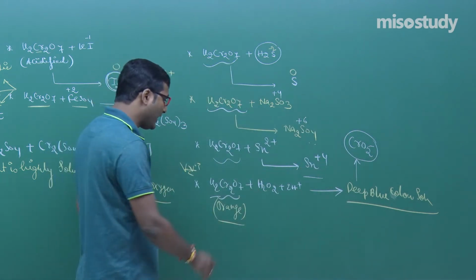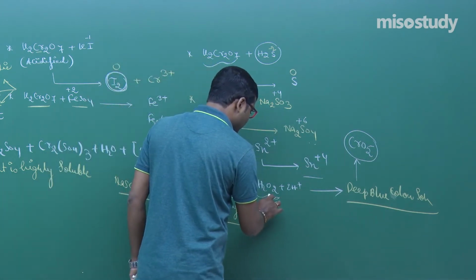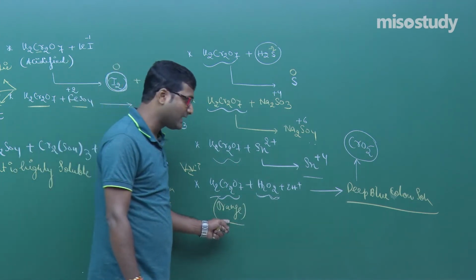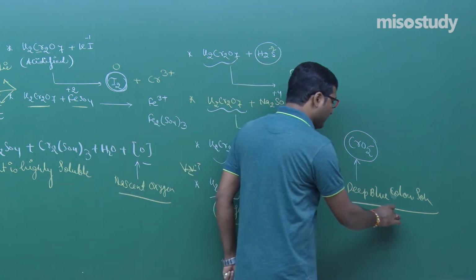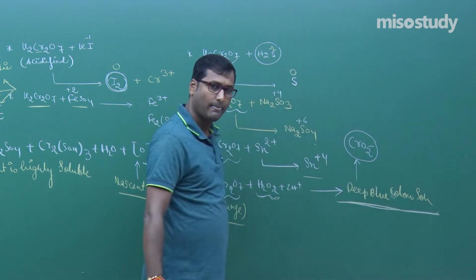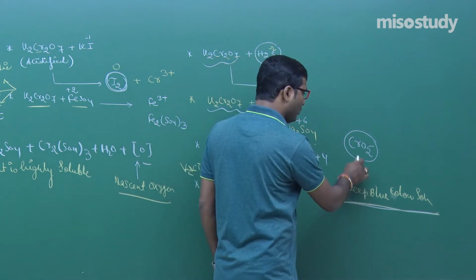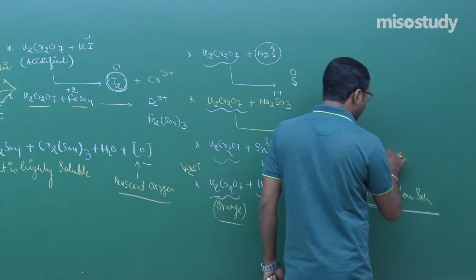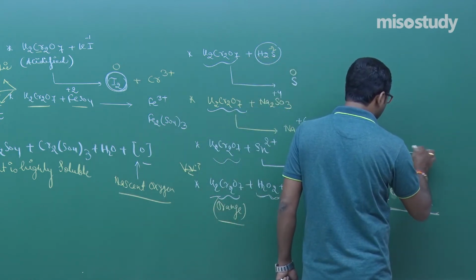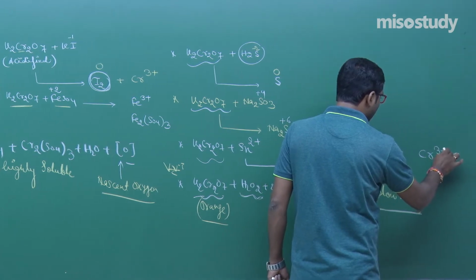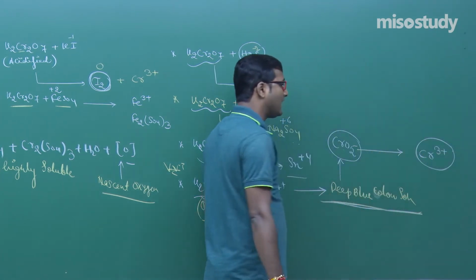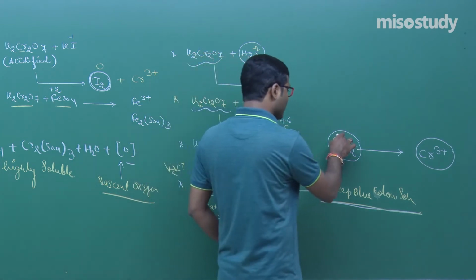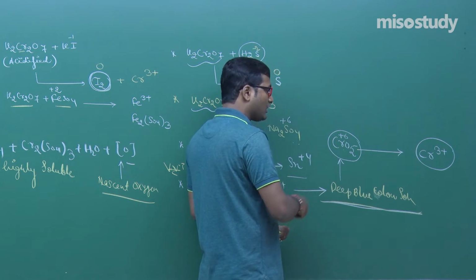Again I am repeating, when K2Cr2O7 is treated with hydrogen peroxide, the orange color disappears and there is an appearance of deep blue color. Why is there an appearance of deep blue color? Due to the formation of CrO5. The blue color fades away after some time due to the conversion of CrO5 into Cr3+. Here chromium is in +6 oxidation state, my friend, not +10.